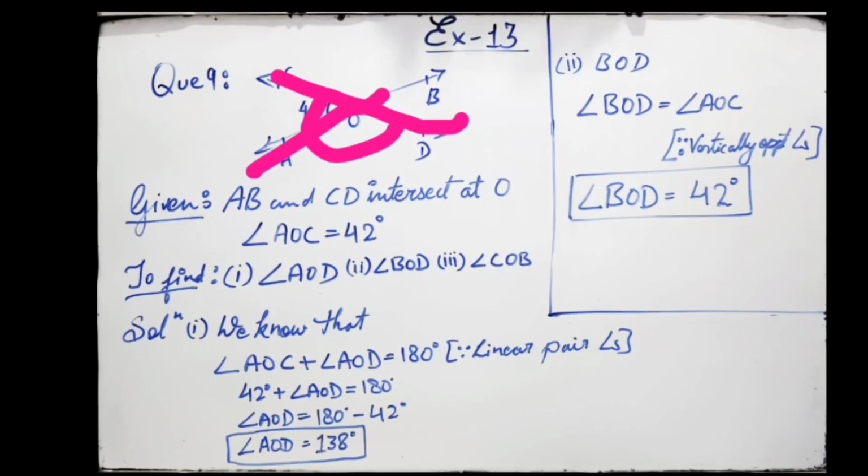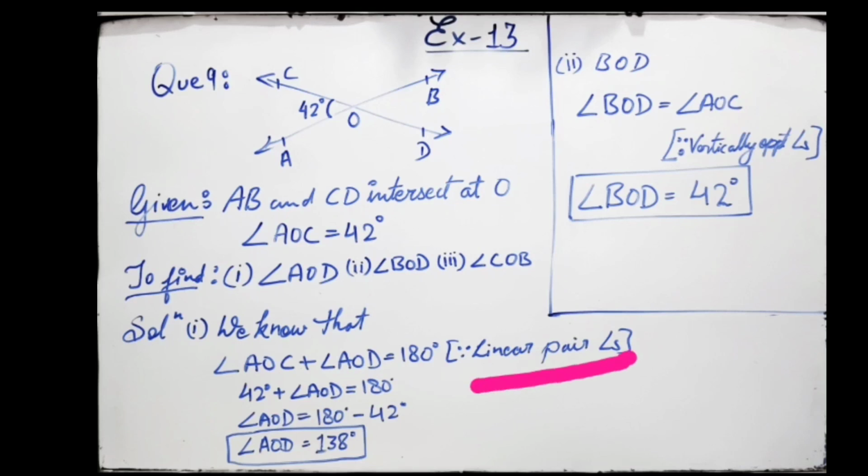The sum of these two angles will be equal to 180 degrees, and that's why the angles are called linear pair angles. You will write in the bracket as we have done in the previous question also. Always write the reason, it is very important to write the reason. Now we will put the value of angle AOC, it is 42 degrees, plus angle AOD as it is, because we need to find the value of angle AOD, equal to 180 degrees. Now AOD will be here only on the left hand side.